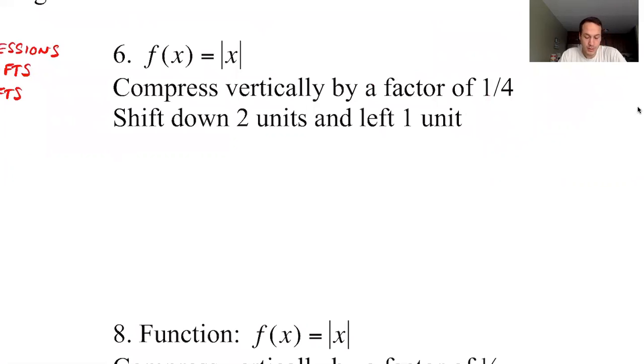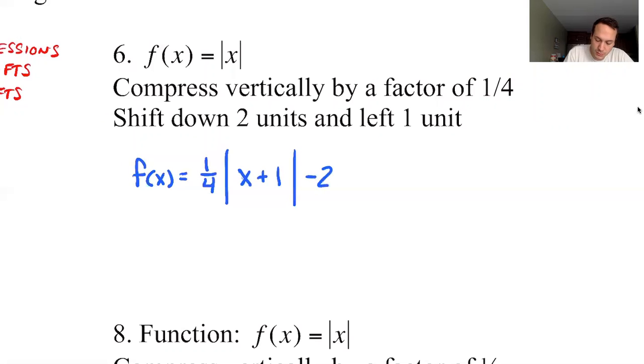No reflection, but I do have both types of shifts, and I do have a vertical compression on this one. So we're going to take care of that vertical compression first. It is a factor of 1/4, so I take care of that. Now I'm going to take care of any left or right shifts. I have left 1, so that's going to be x plus 1 on the inside. Now on the outside, I'm going to do that minus 2 for shifting down 2. Remember, up, down go in the same direction. Left, right go in the opposite directions.